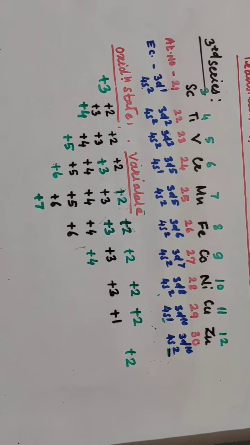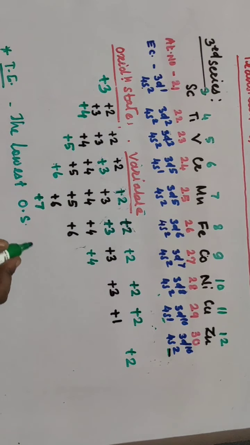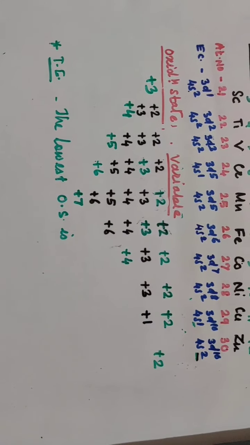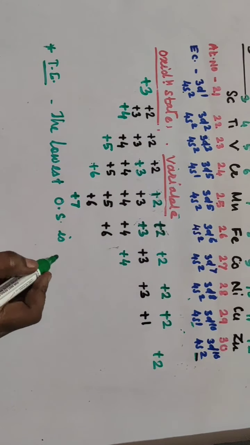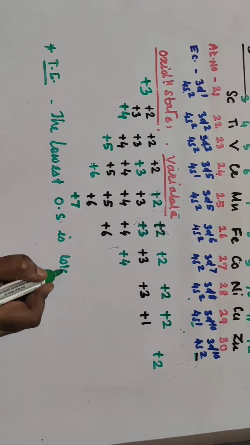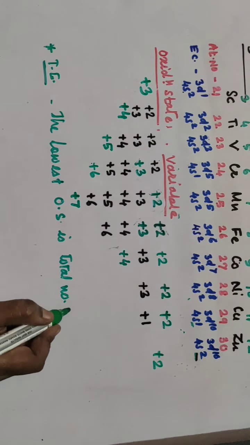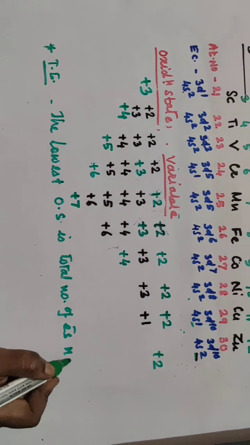Then one more thing, which one is the lowest oxidation state and which one is the highest oxidation state? How are you supposed to find it out? Then the lowest oxidation state, I'll write here. For transition element, the lowest oxidation state is what? The number of electrons present in s orbital. The lowest oxidation state is the total number of electrons in ns orbital.